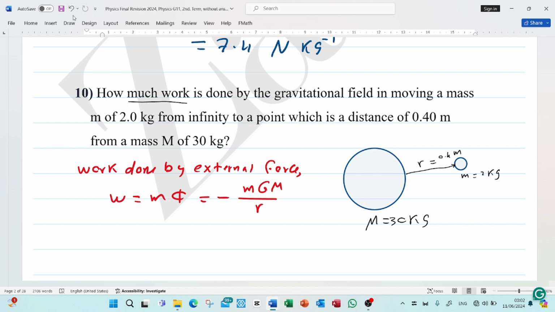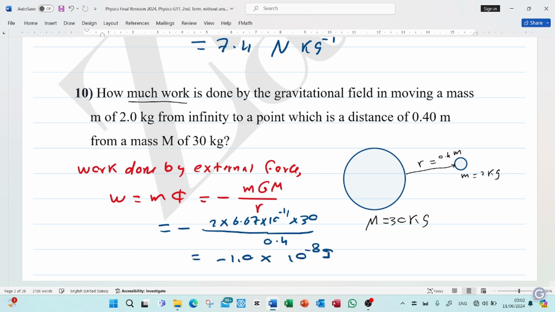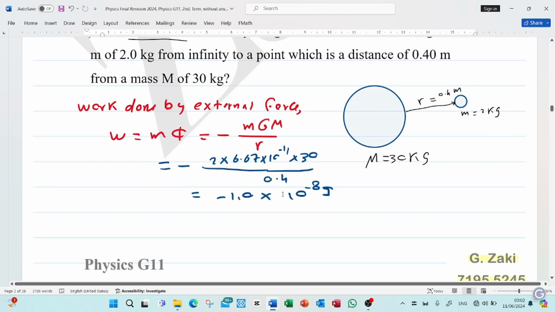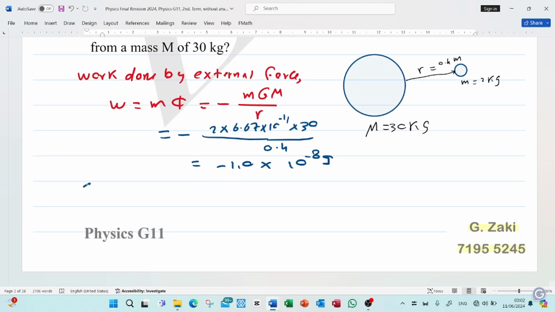G M capital over r, or G M capital M small over r. We calculate this one. Then the answer is negative 2 multiply 6.67 times 10 power negative 11 multiply M capital 30 divided by r 0.4. So the answer is negative 1.0 times 10 power negative 8 joule. This is the work done by external force. So the work done by the field is positive. So the work done by the field is 1.0 times 10 power negative 8 joule.